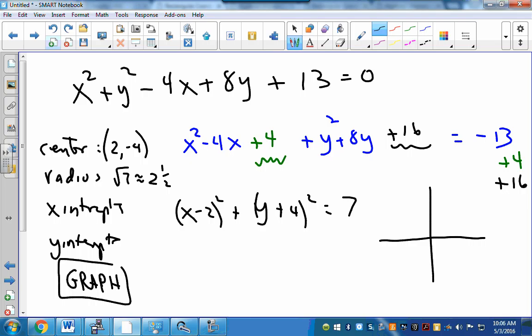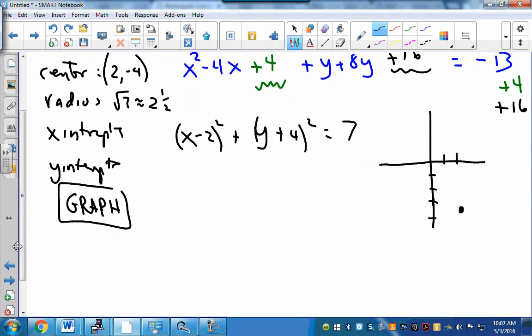The center is at 2, negative 4. 1, 2, 3, 4. So here's your center point. Now, do your radius. See whether you have x-intercepts and y-intercepts. Because if you don't, you don't have to find them. It saves you a whole bunch of work. Just draw a little picture going. Do you have x-intercepts? This is down here at negative 4. Let me draw my picture. This is at negative 4. Do you have x-intercepts?